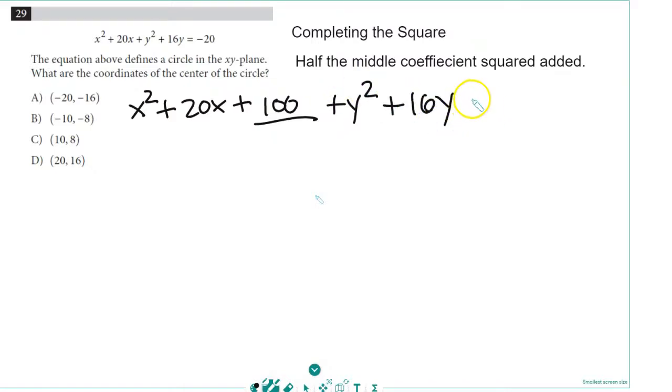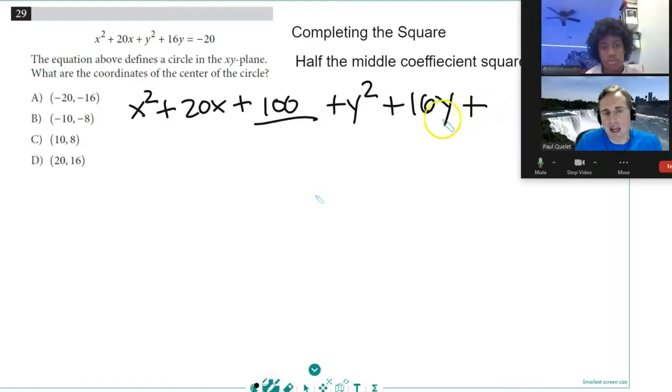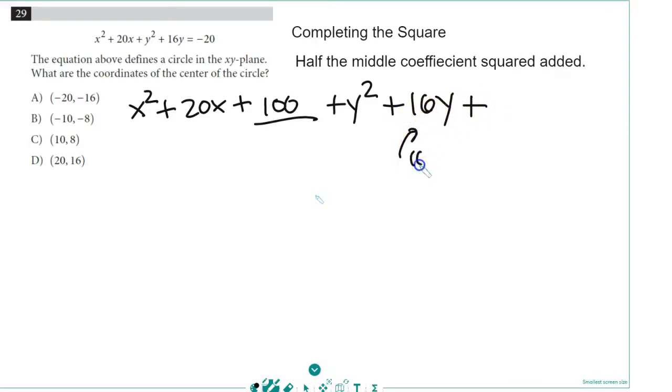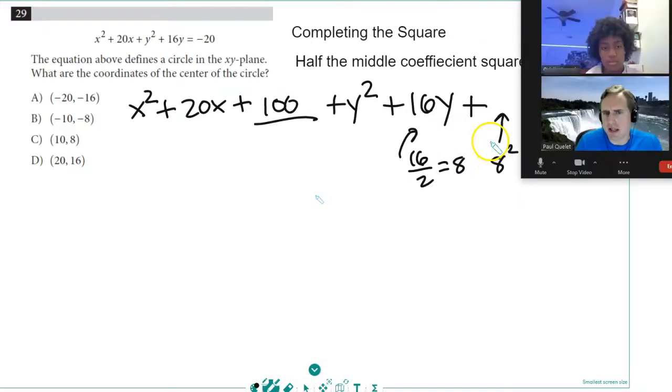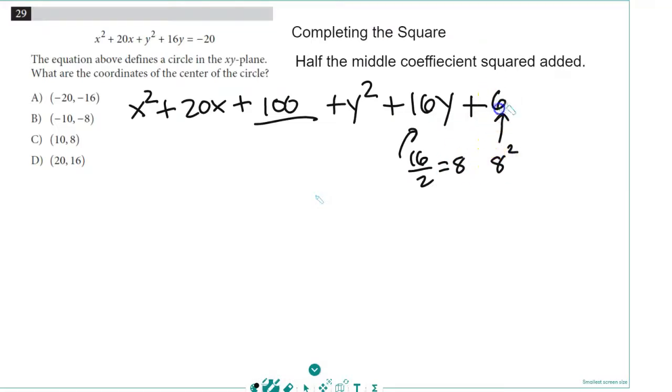And then you would... Well, we're not going to have 8 here. I think we're going to have half of this is 8. So 16 over 2 is 8. But then what's 8 squared? Not 16. Or 64, sorry. 64. Okay. So I think that's 64. So we need negative 20 plus 100 plus 64 on the right-hand side, correct?